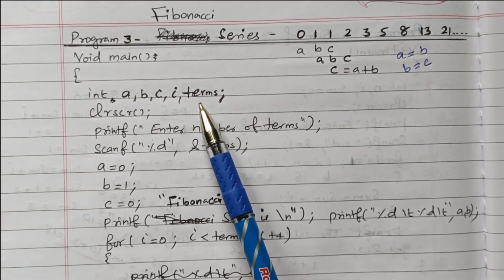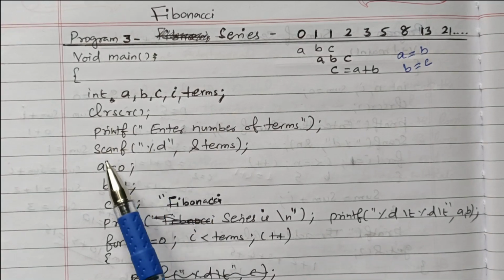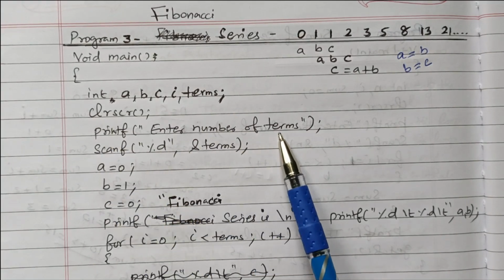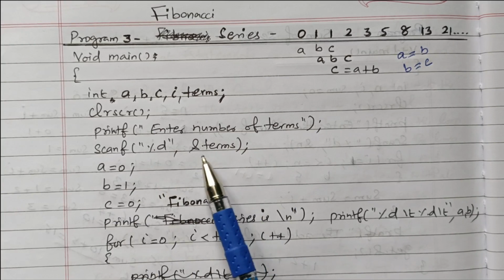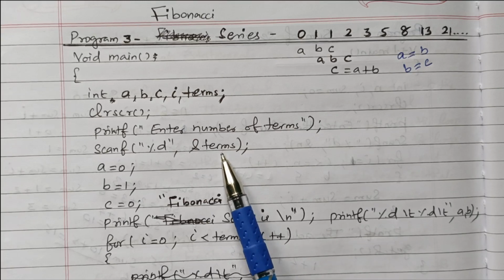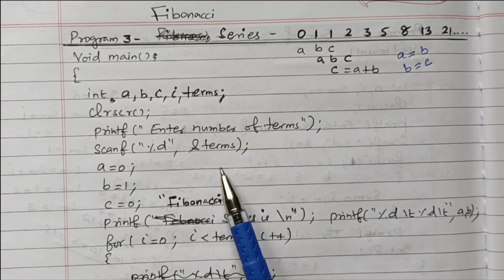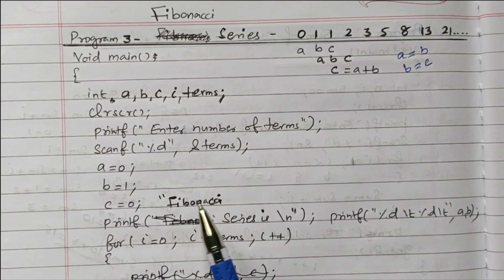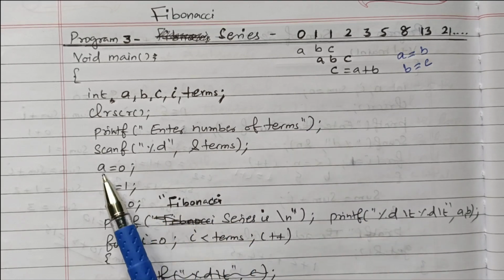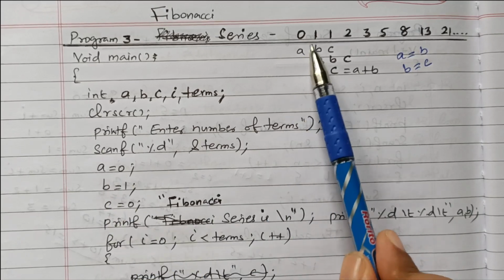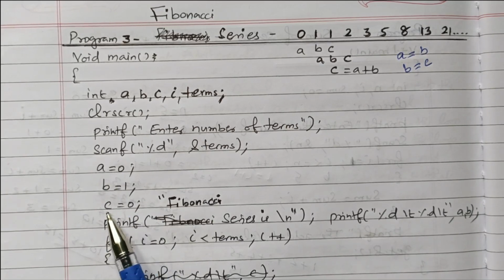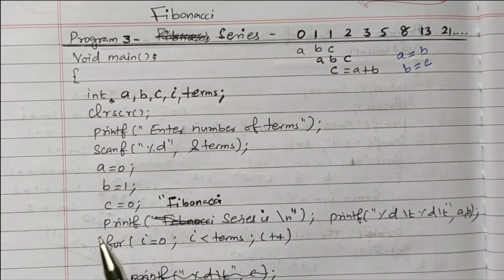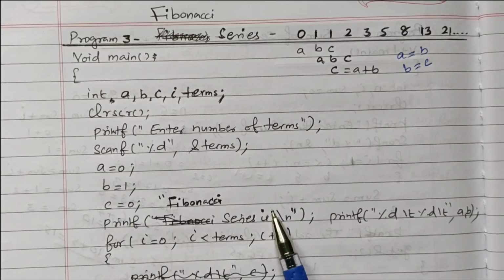That can be got from the user. So after clear screen, we ask the user to enter the number of terms. How many terms are needed. scanf %d and &term, the address of term. What the user entered is stored in the variable term, at that particular address. Now we got the number of terms. So we need to assign the values: a equal to 0, b equal to 1. The first two values are assigned. Then c also we assign as 0.